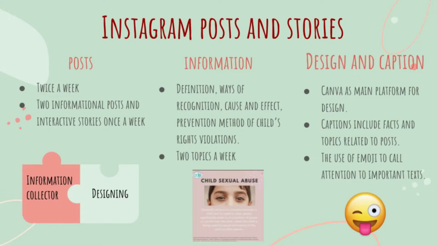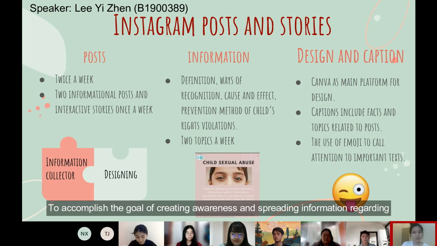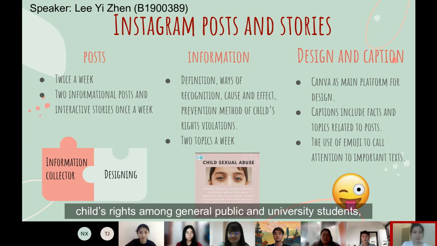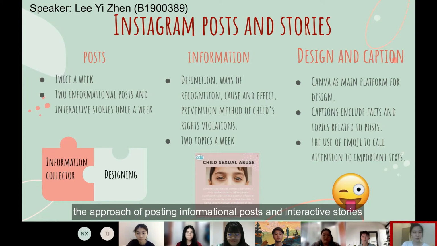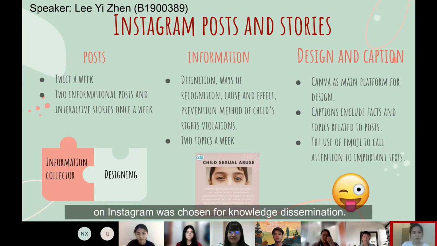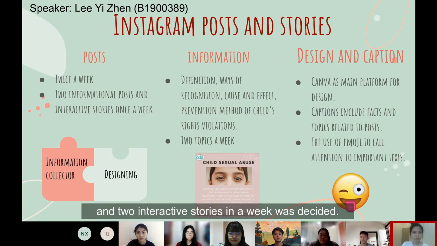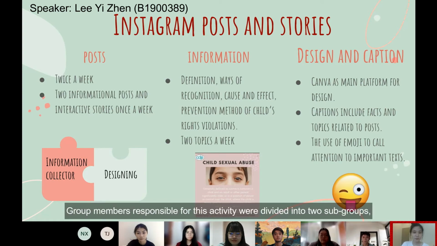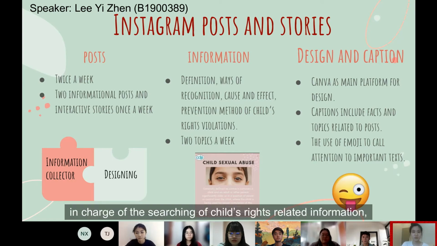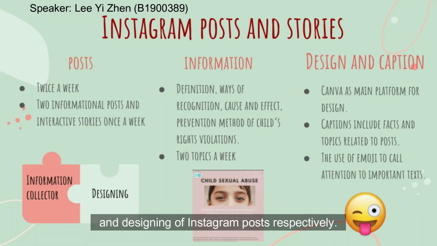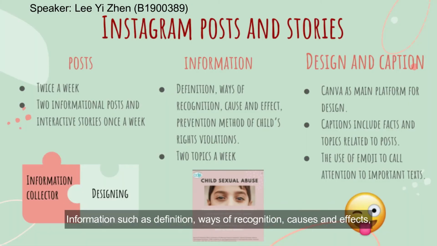To accomplish the goal of creating awareness and spreading information regarding child's rights among the general public and university students, the approach of posting informational posts and interactive stories on Instagram was chosen for knowledge dissemination. After discussion, the frequency of posting 2 informational posts and 2 interactive stories in a week was decided. Group members responsible for this activity were divided into 2 subgroups in charge of researching child's rights-related information and designing the Instagram posts respectively.